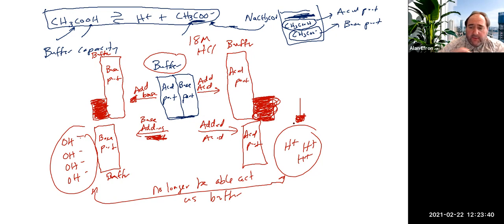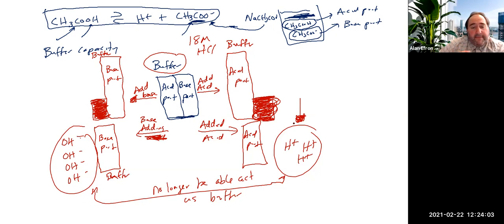So there are really two important things when you think about making a buffer: what should the concentration of the actual buffer be, and what is the concentration of the solutions you're going to use in the buffer? Because if you choose those things incorrectly, you could end up with a situation where you will blow right through your buffer. It will not be able to handle it.